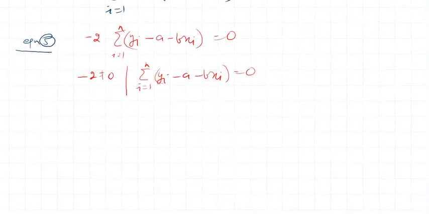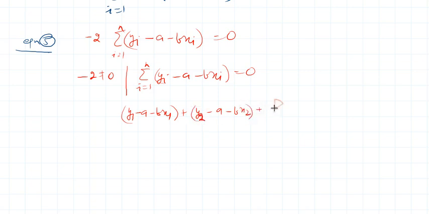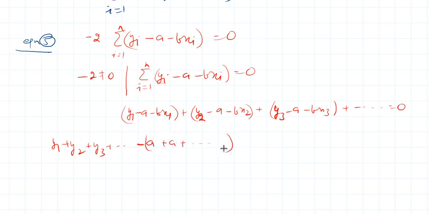Let me open this summation part. If I open it, I am getting y1 minus a minus b x1, plus y2 minus a minus b x2, sorry, 2 will be there, plus y3 minus a minus b x3 and so on, equal to 0. So that means y1 plus y2 plus y3 and so on, minus a taken n times, minus b times x1, x2 and so on up to xn, n terms are there, and it is equal to 0.